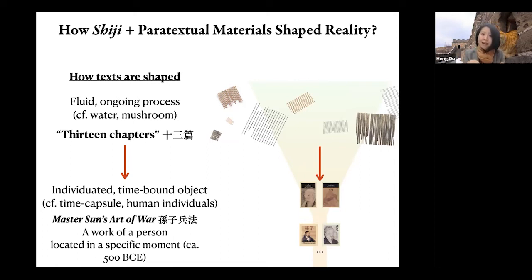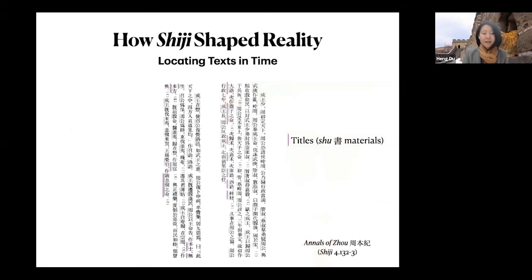So by doing that, if it's a text that's just certain chapters by an anonymous person, it could be written at any time, right? But once we say, oh, it's the work of this person that lived during the time of King He Lü, then we're locating this text in this specific historical context.